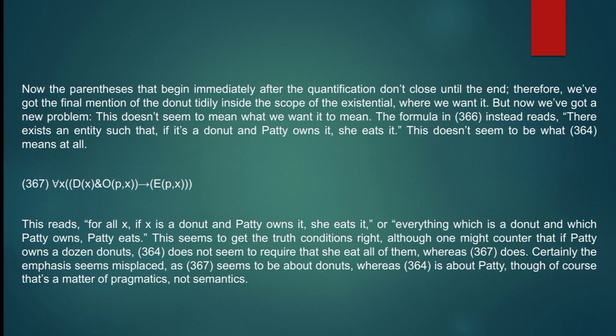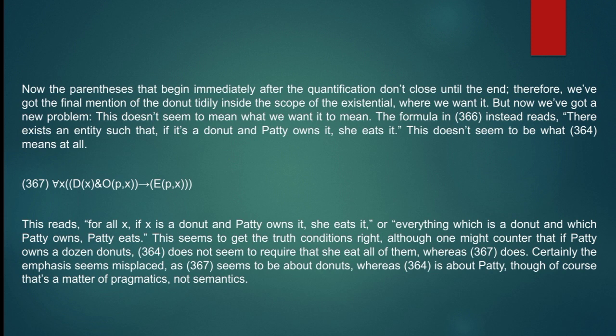But now we've got a new problem. This doesn't seem to mean what we want it to mean. The formula in 366 instead reads: there exists an entity such that if it is a donut and Patty owns it, she eats it. This doesn't seem to be what 364 means at all.